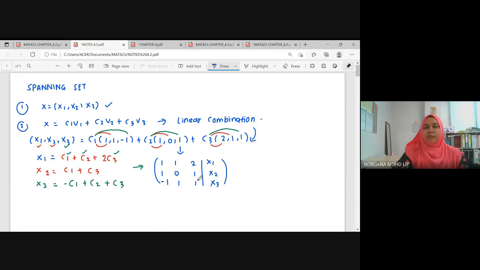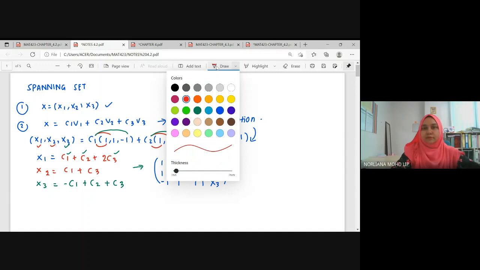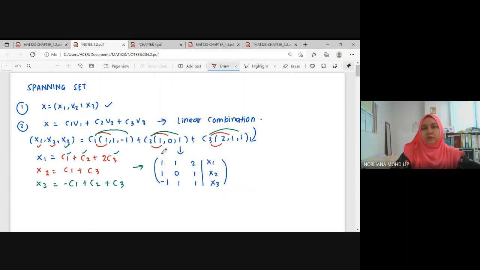Okay, so kita dah dapat augmented matrix. So kita tahulah kan kat sini first column C1, C2, C3 third column. Okay, so how to find the C1, C2, C3? We have to reduce this augmented matrix into REM form. Macam sebelum ni lah. Kita gunakan elementary row operation. So ni you perlu jadikan 0 lah. Okay, guna operation apa?